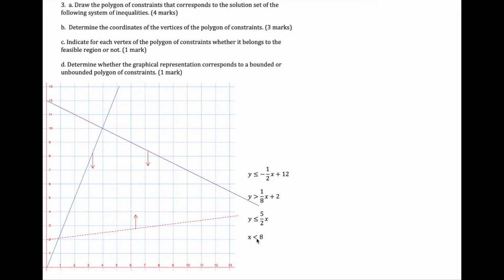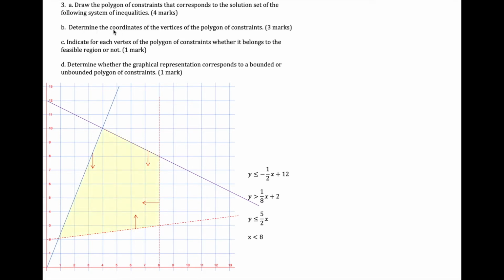Then we have x is less than 8. Now x equals 8 is going to go through the x-axis at 8, and it's a vertical line, so it's going to go up like this. It's dotted because it's less than, and because it's less than, we're going to be shading towards the left, because all the values of x that are less than 8 are found to the left of this line. So that means this is our polygon of constraints right here.